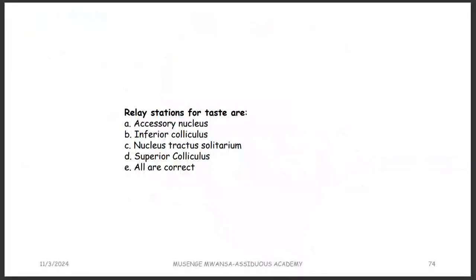So you can start here. The relay station for taste is: A, accessory nucleus; B, inferior nucleus; C, nucleus solitarius; D, superior colliculi; E, all are correct. Anyone?